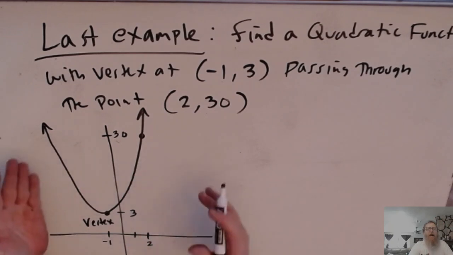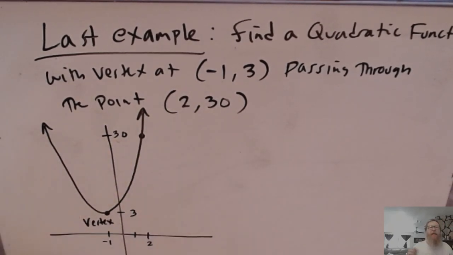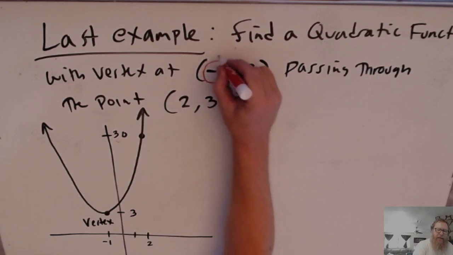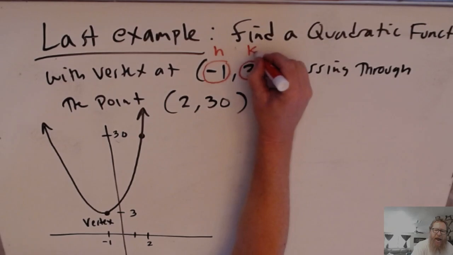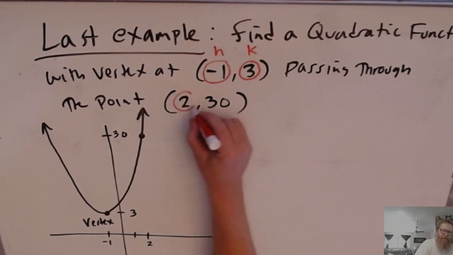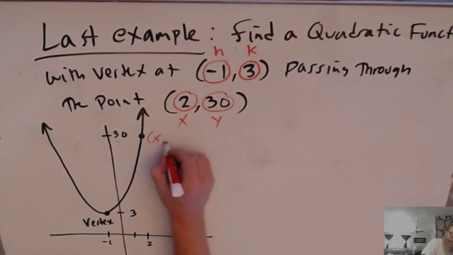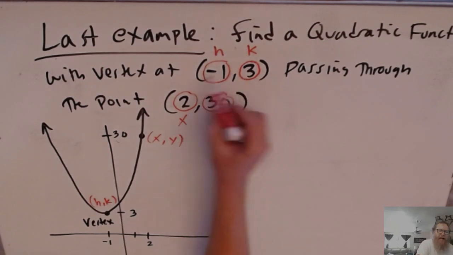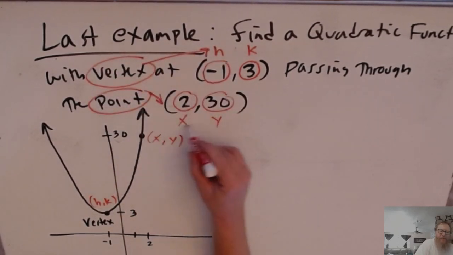So that's the basic idea. You've got a graph. You know it passes through 2 and 30. And it has its vertex at -1 and 3. So it's all about the labeling. This question's all about labeling. The -1 is h. The 3 is k. The 2 is x. And the 30 is y. The vertex is always h and k. And then the point is always x and y.